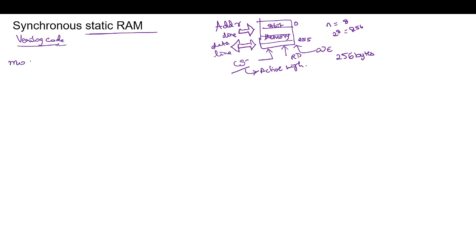So the module synchronous static RAM. We need one data input, the data output, and then the address lines, and then the chip select, write enable is WE, and then the read, and then clock.